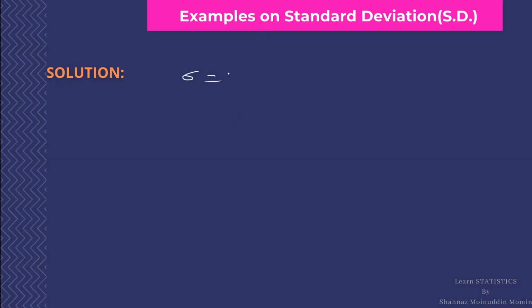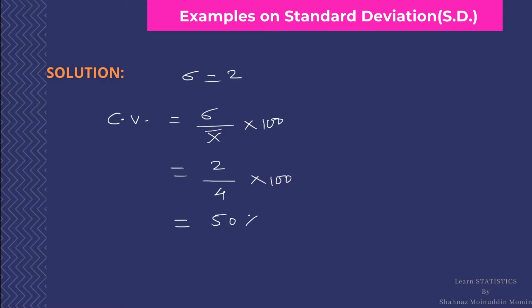Sigma equal to 2. The coefficient of variation CV is equal to sigma divided by x bar into 100. By substituting the value of sigma and x bar, we get 2 divided by 4 into 100, which is equal to 50%. This is the coefficient of variation for the individual data.